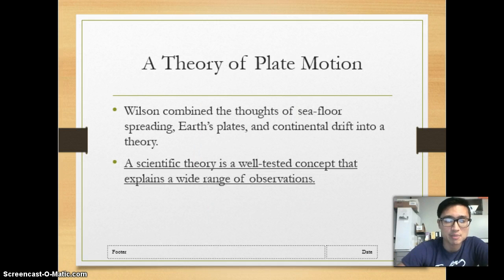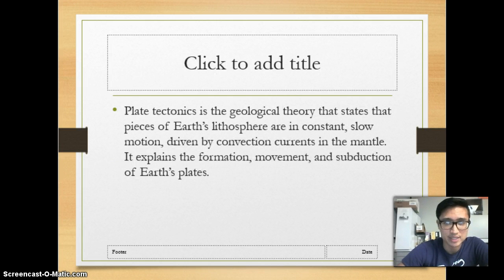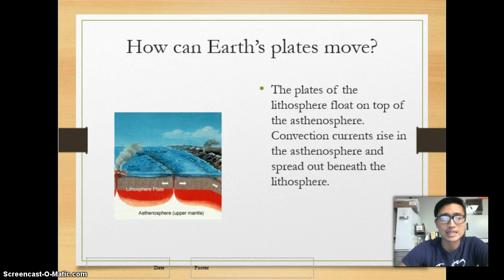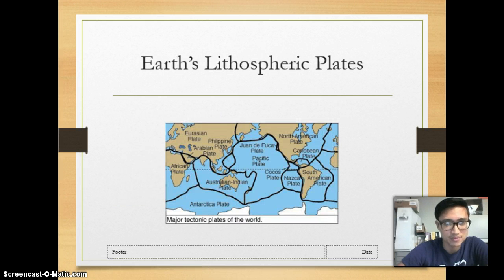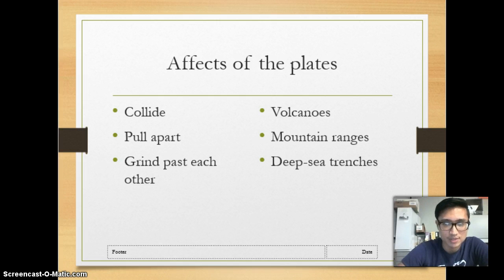And remember that when we're talking about scientific theories, it's going to be a well-tested concept that explains a wide range of observations. Okay? So it's not just a bunch of conjectures, but it's also the evidence that supports it. When we're talking specifically about the theory of plate tectonics, this movement is driven by convection currents occurring in the mantle, particularly in the asthenosphere. We talked about the different lithospheric plates and what happens at the boundaries of each of these.